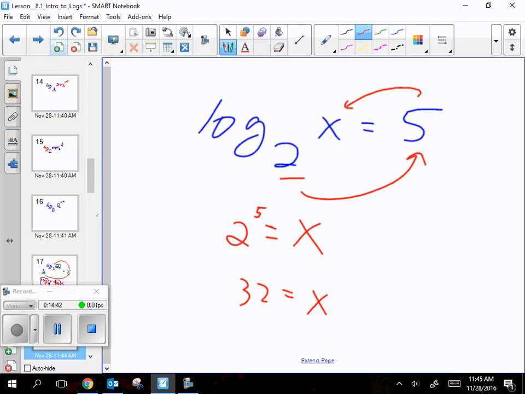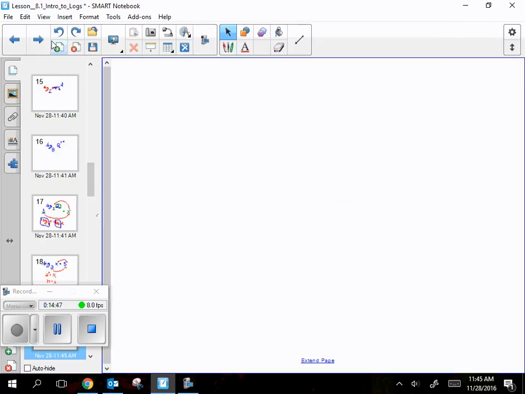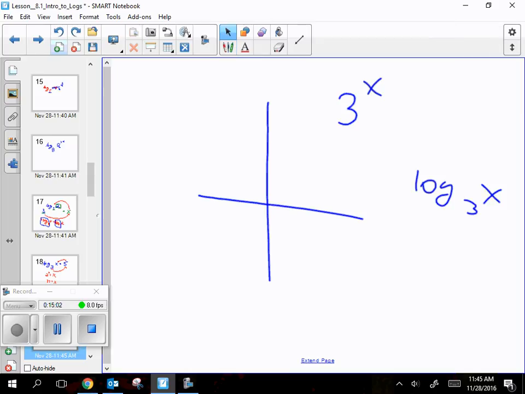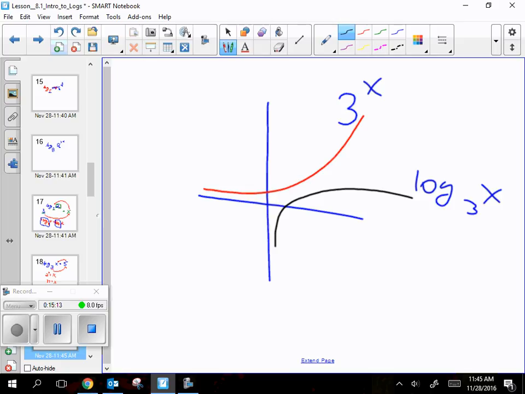All right, some more things we got to know about logs. Number 1. What's different between this and this? A lot. A lot is different. One of them is in a log and one of them is not. An exponential, do you remember graphing it a little bit ago and it looked like that? Logs look like that. And exponentials and logs are the inverse of each other.